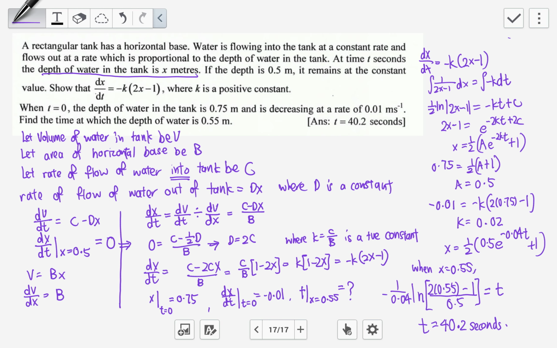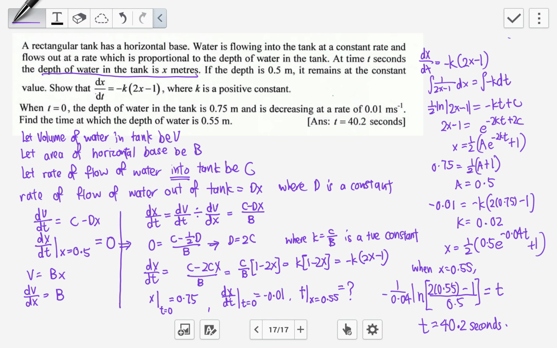If the depth is 0.5 meter, that means when x equals 0.5 meter, it remains at the constant value. The depth remains at a constant 0.5 meter, no longer changing. That means the rate of change of the depth of water when x is equal to 0.5 is 0. The volume and the depth of water do not change, because the rate of inflow equals the rate of outflow when the depth is 0.5 meter.